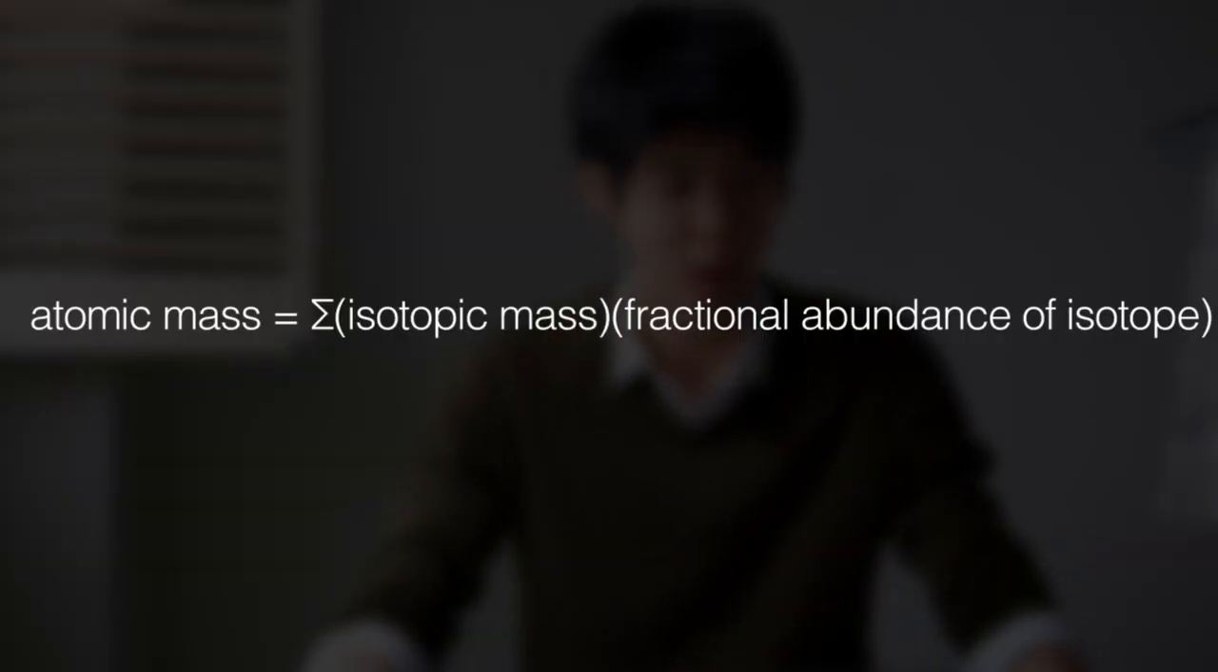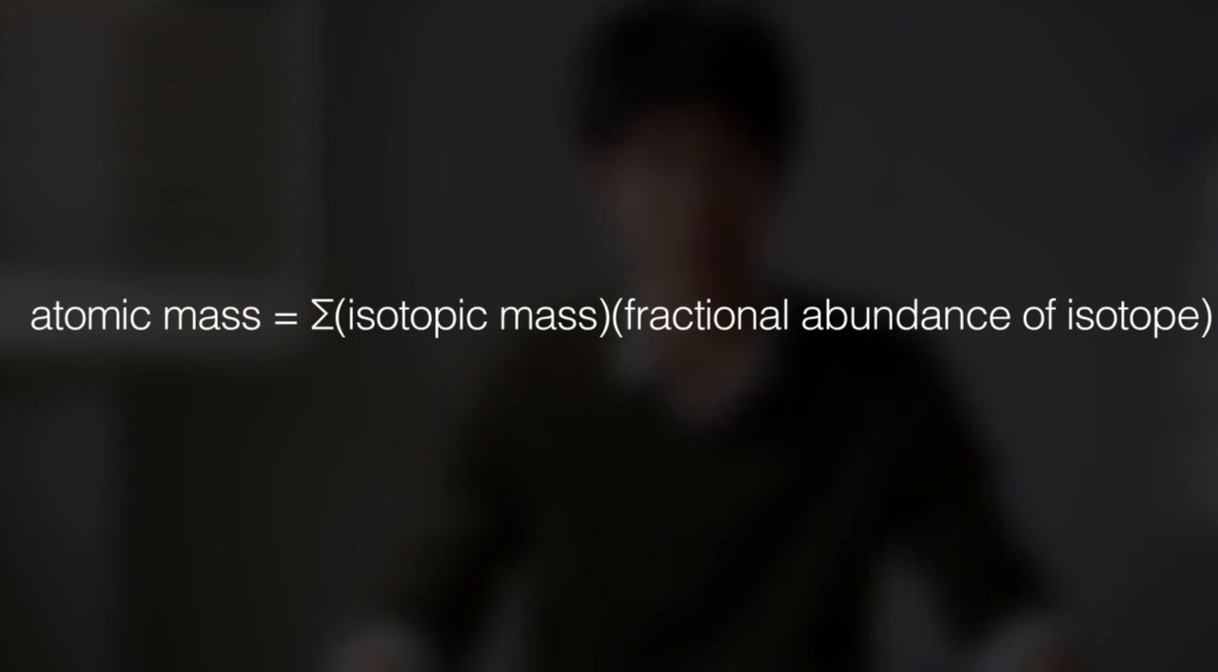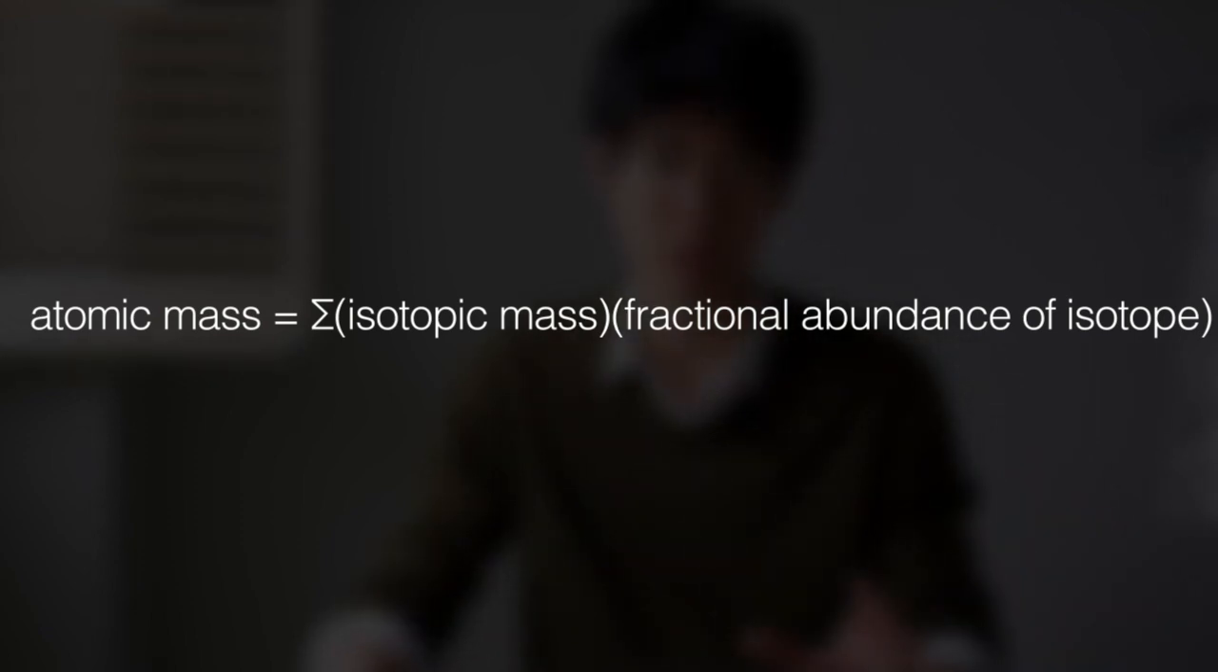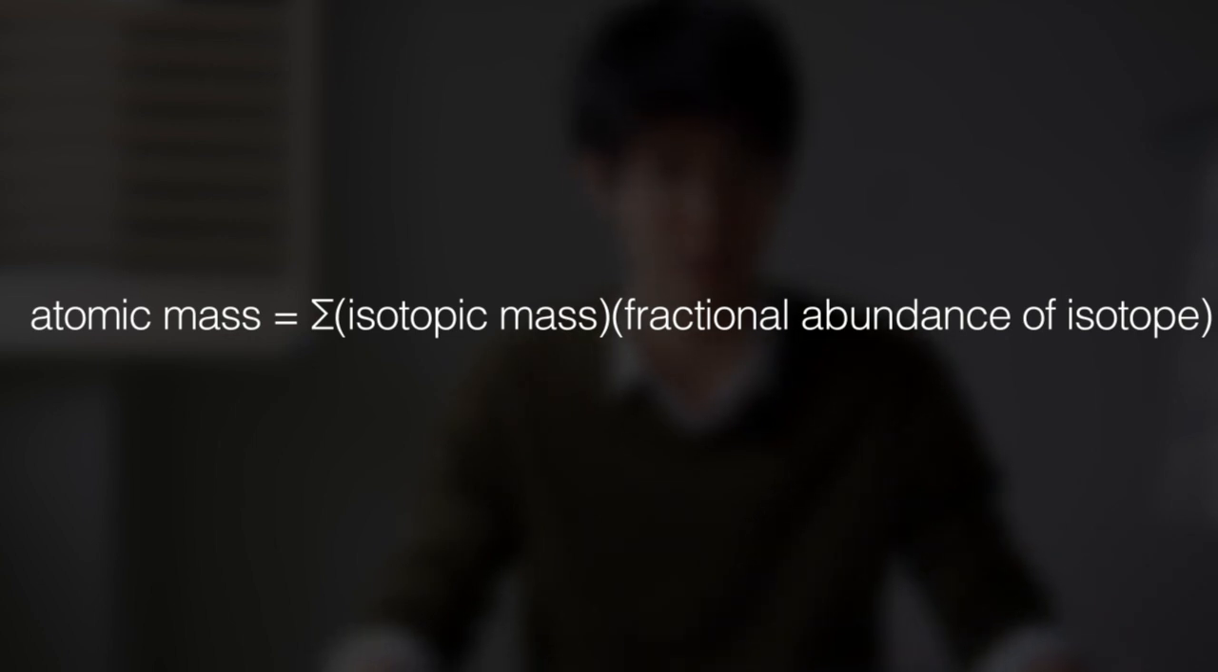We can generalize this thought process into a formula. We take the mass of an isotope in a sample times the proportion that that isotope adds up to. We repeat this process for every single different kind of isotope in that collection. Then we add up all of those numbers, and that gives us our average atomic mass.